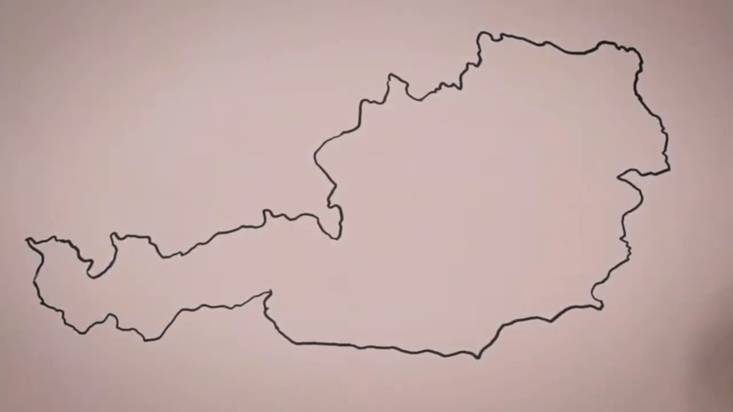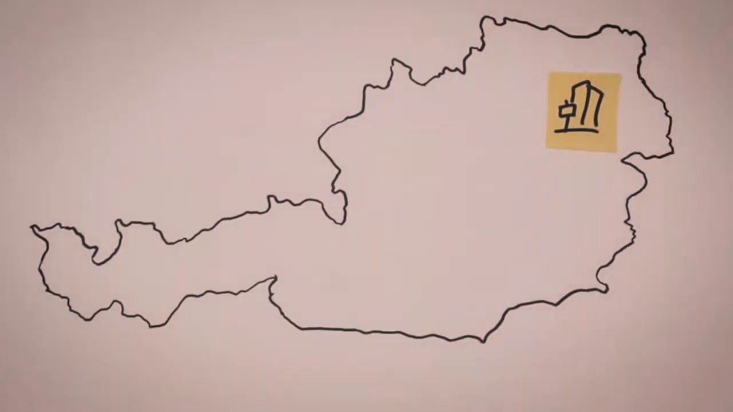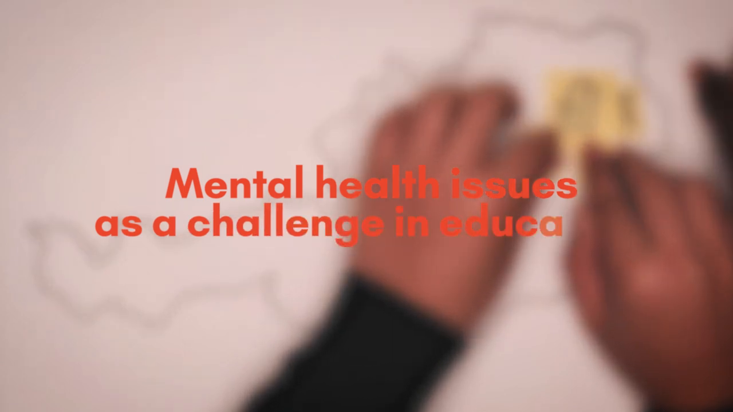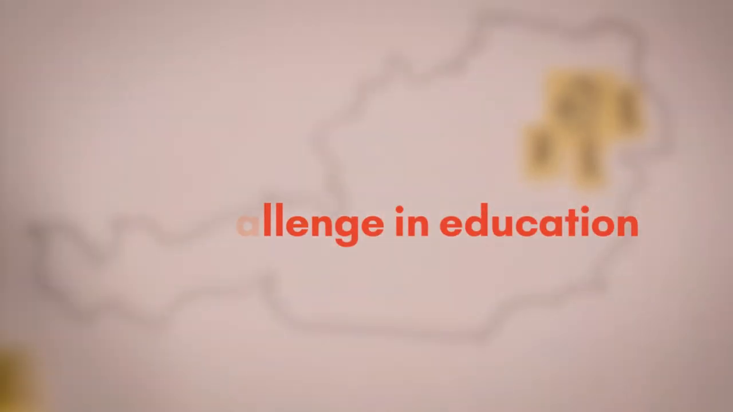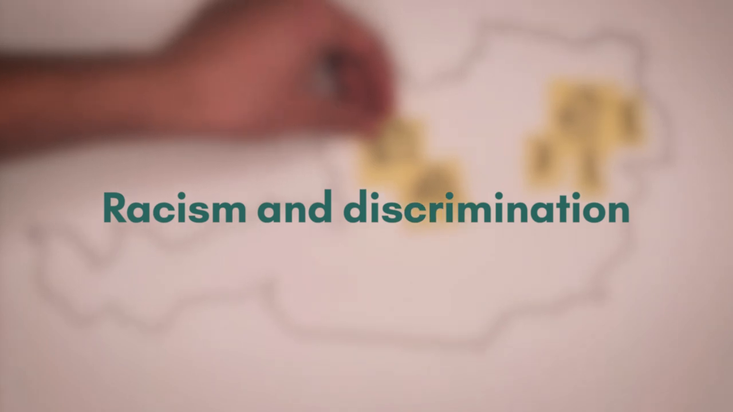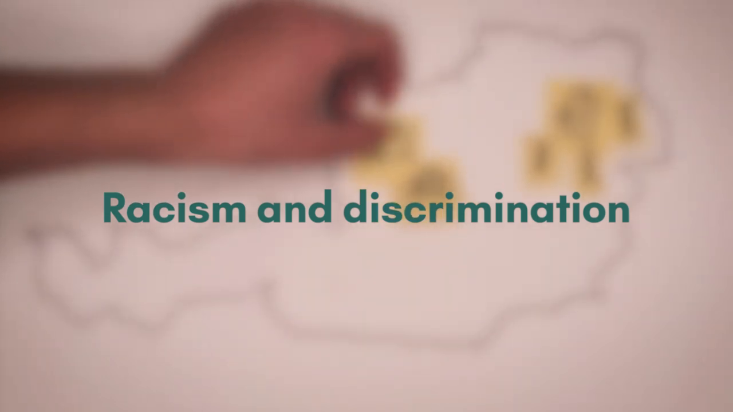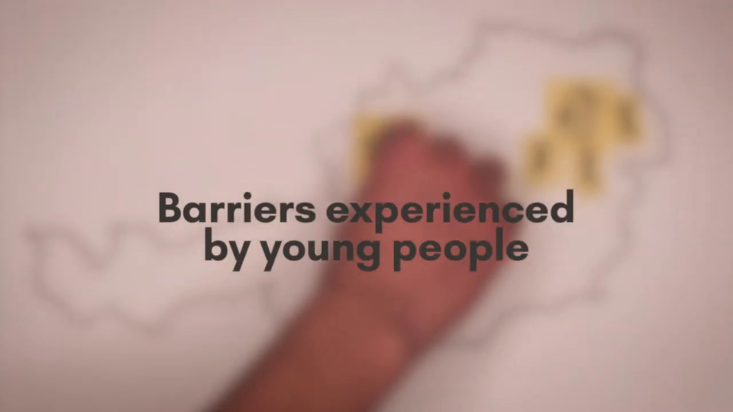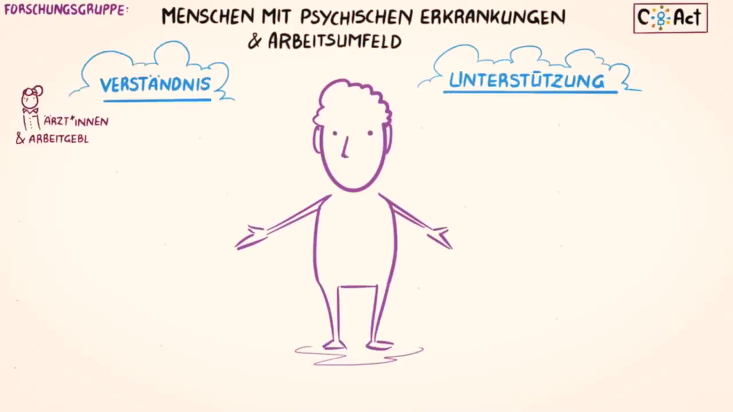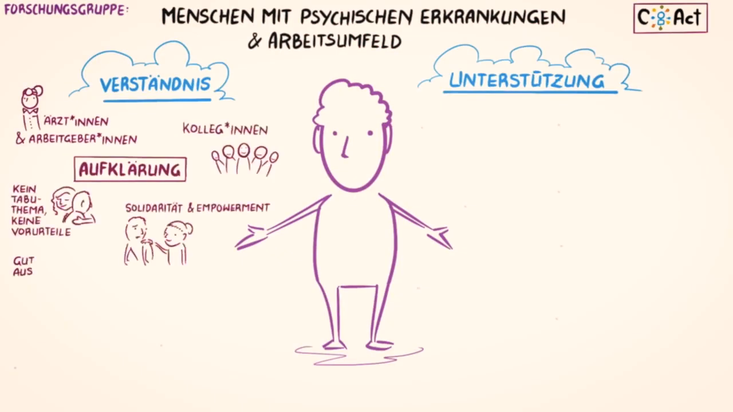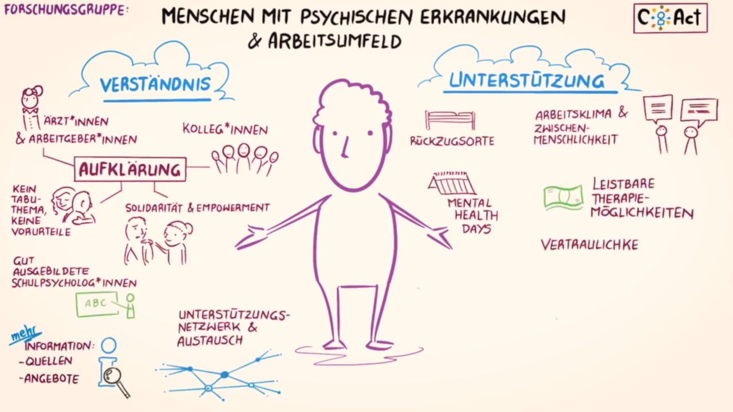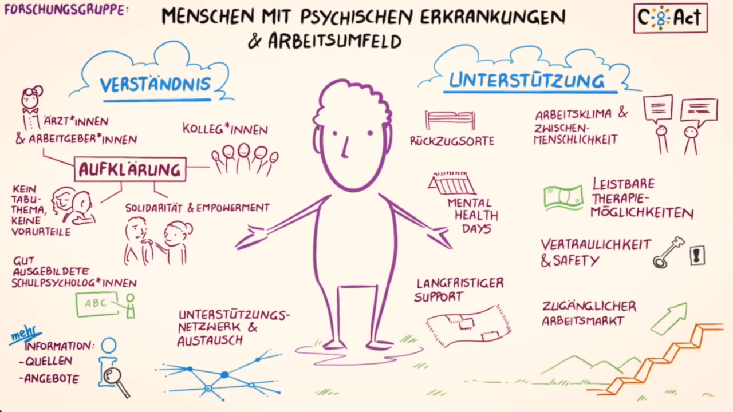In the participatory research, the young co-researchers focused on three main challenges regarding education and employment: mental health issues as a challenge in education and the work environment, racism and discrimination as exclusionary factors within the labor market and education, as well as barriers experienced by young people when trying to continue education or work. The young co-researchers shared their experiences with these challenges, collected and analyzed new data, and developed demands for policymakers responsible for education and employment measures in Austria.